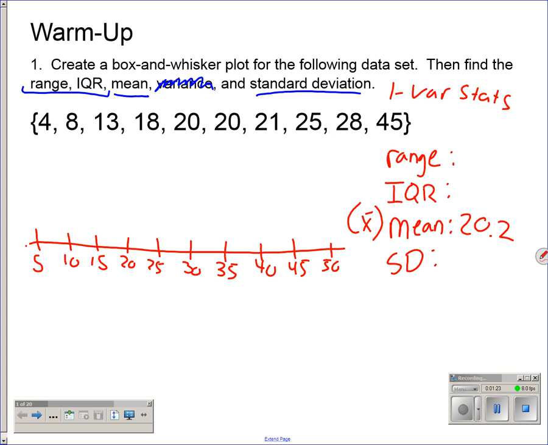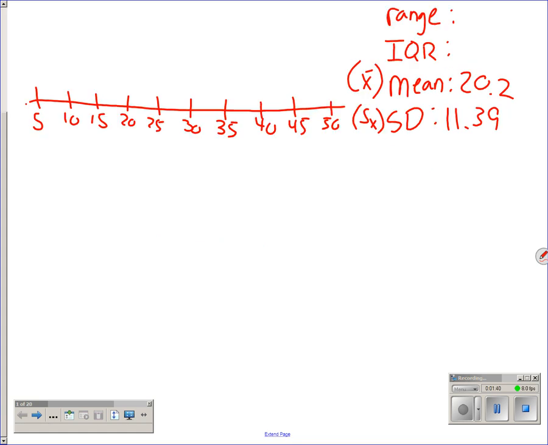What was the standard deviation? The SX. 11.39. So we got those two things. The menu itself doesn't tell us the range or the IQR, but we got the information for it, right? We got our five-number summary. The min, the Q1, the median, the Q3, and the max.